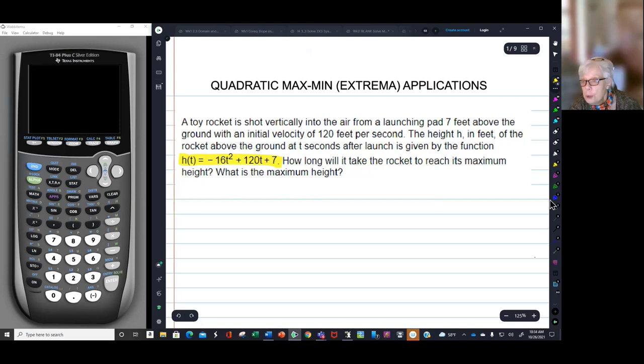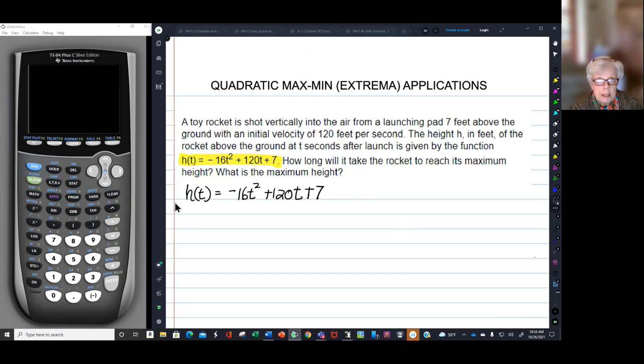We have two questions here. How long will it take the rocket to reach its maximum height? And what is the maximum height? Well, there are some questions you have to ask yourself. What we're dealing with is this function, height as a function of time equals negative 16 t squared plus 120 t plus 7. Now t is time and h is height above the ground in feet. Time is in seconds. What you're going to notice is that we're using t instead of x, but they act exactly the same way.